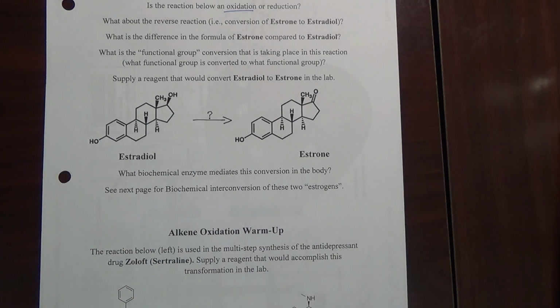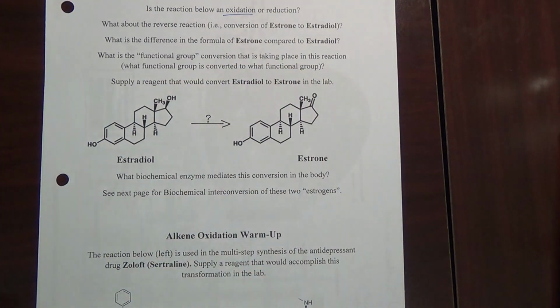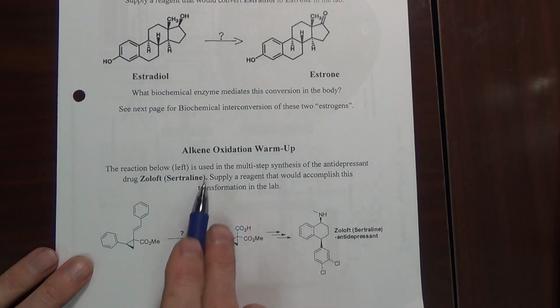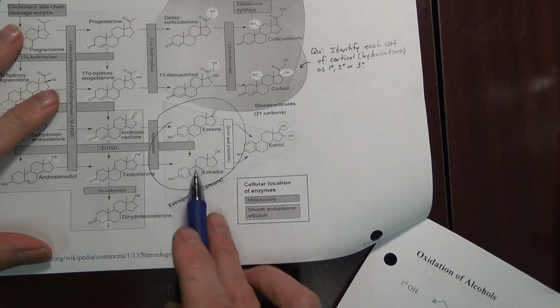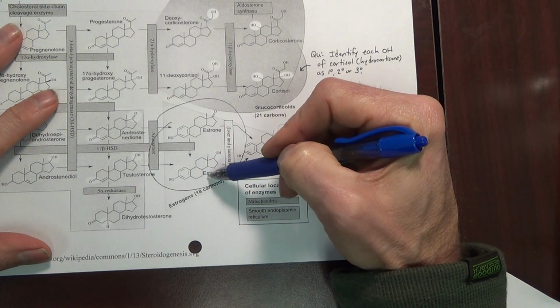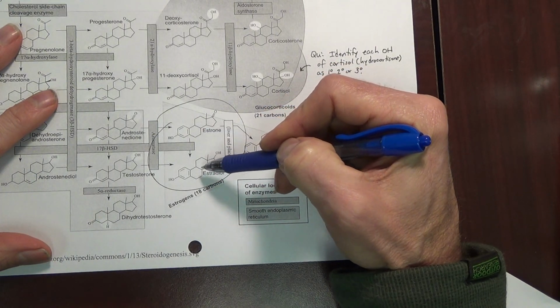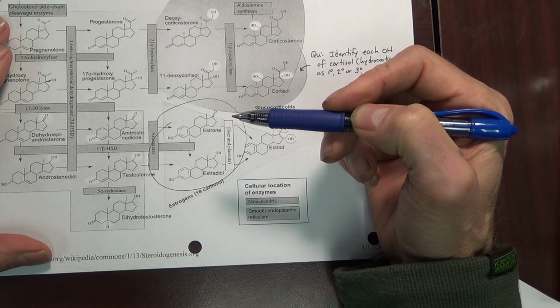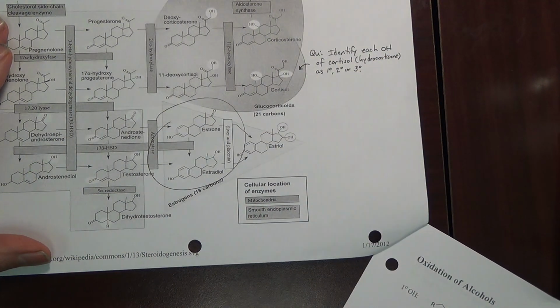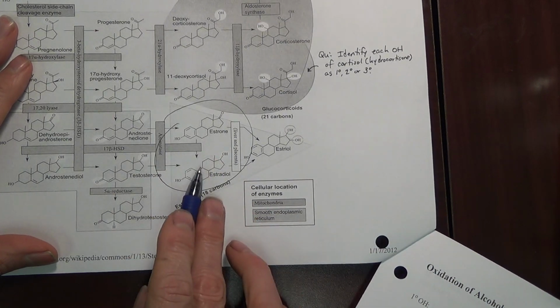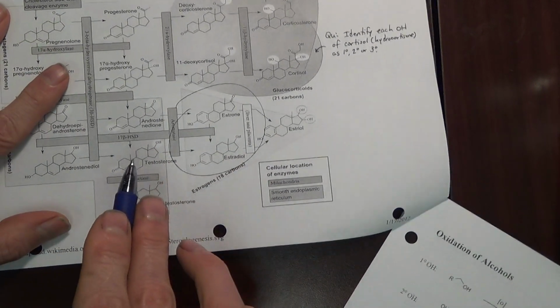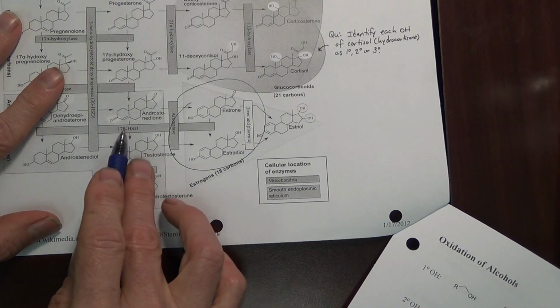Other things on this warm-up page: we'll look at oxidation of alcohols first. Later we'll move to oxidation of alkenes. Here's that same biochemical reaction going this way, estrone to estradiol. Of course, that's a reduction. And this is actually in the body catalyzed, or promoted, by an enzyme.